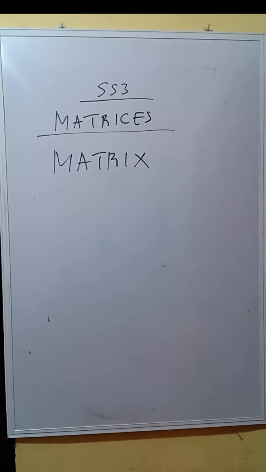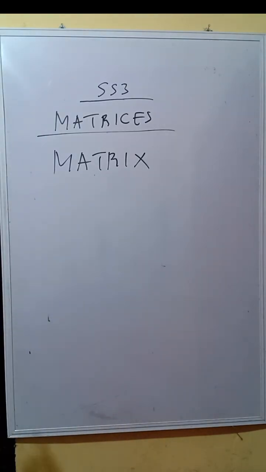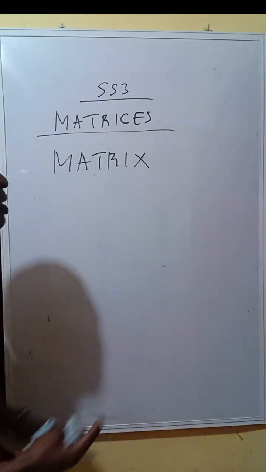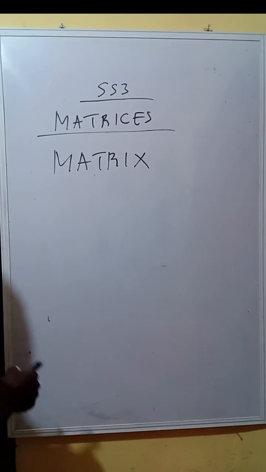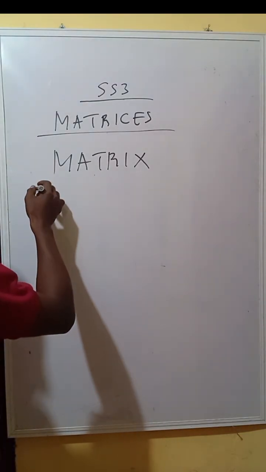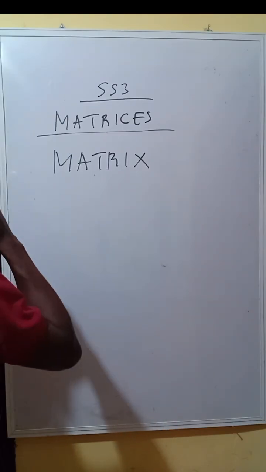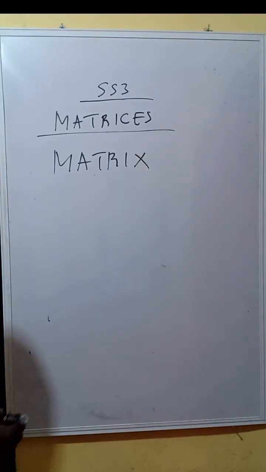Now, let's continue. We have said a matrix is a rectangular array of numbers. What you should know about matrices is that there are different types of matrices. You have a row matrix and a column matrix. Let me begin with row matrix and column matrix. Row matrix and column what? Matrix. Then there's a square matrix.